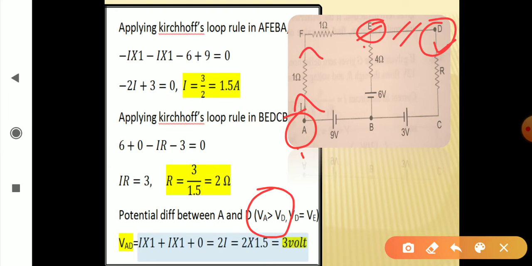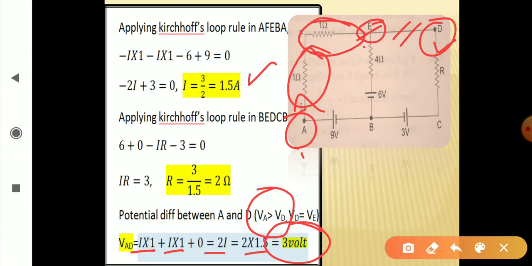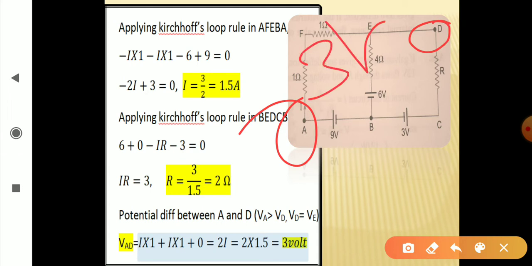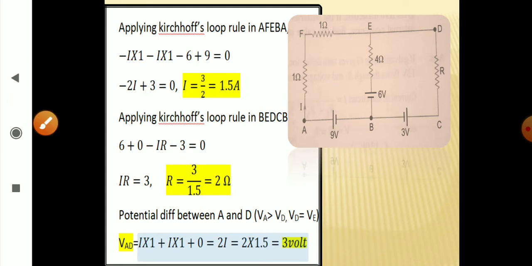So the potential difference will be the potential difference across this 1 ohm plus the potential difference across this 1 ohm, right? And VAD is equal to I into 1 plus I into 1, that is equal to 2 into I, and the value of I is already known to you, 1.5. So multiplying it, you get 3 volt. So the potential difference between points A and D is equal to 3 volt. Okay. So by using Kirchhoff's rules, you can solve such problems.